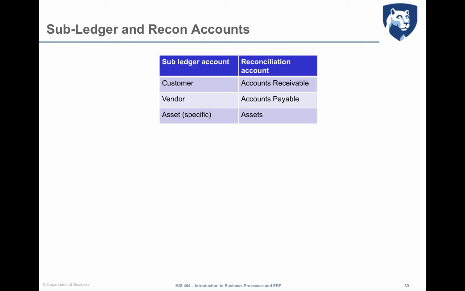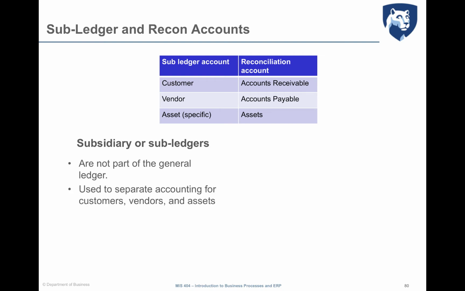We say that such accounts are maintained in what we call the subsidiary or subledger accounts, which are not part of the general ledger. So although customers and vendors, but also single assets, are not part of the general ledger, this data needs to be transferred to the general ledger, because the general ledger, to display the information I showed you before, needs also data on customers, on vendors, on assets, and so on.